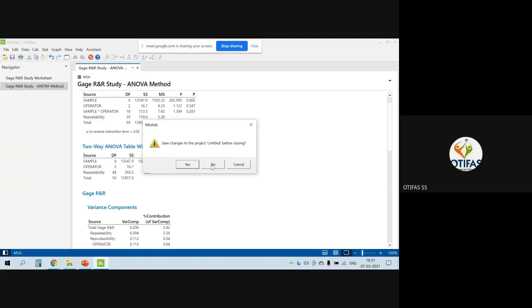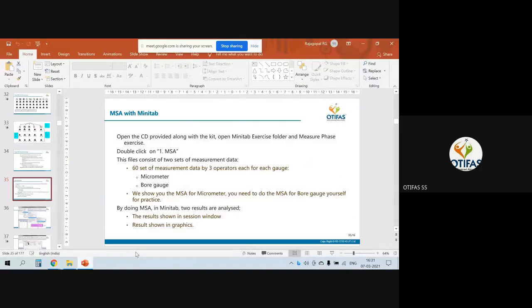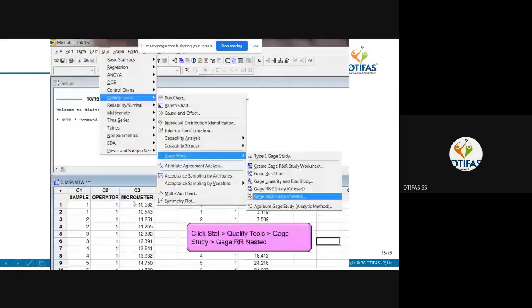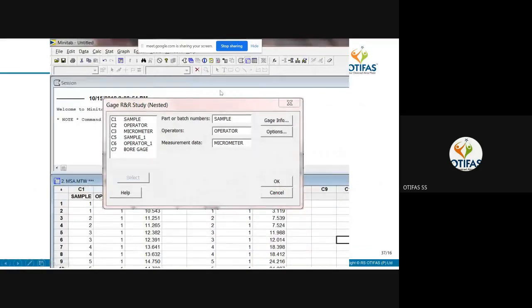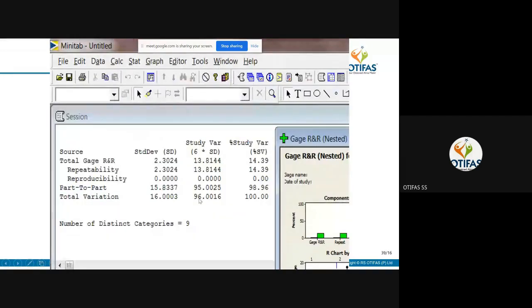I just wanted to show how gauge R&R is done and what the purpose of gauge R&R is. That was my purpose in showing this. Now let's see how it is done in Minitab, and then we analyze it. We are going to analyze both the session window and this one. Percentage study variation is the thing that we are going to analyze in the session window.